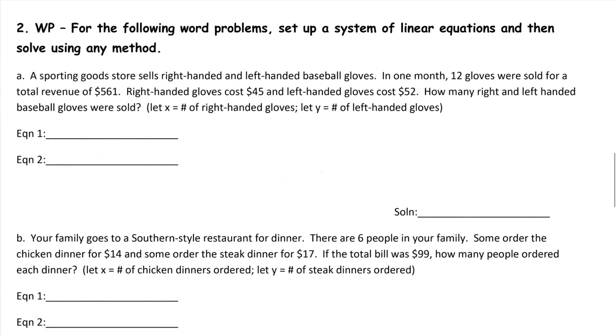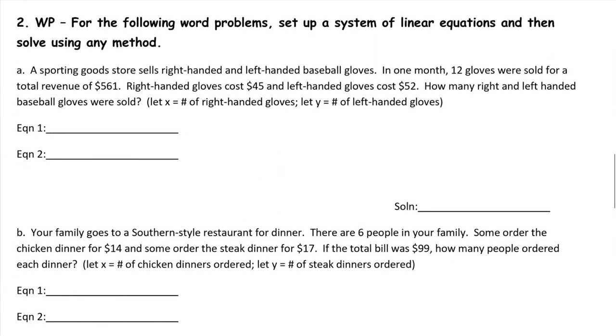Alright, our word problem. For the following word problem, set up a system of linear equations and then solve using any method. A sporting goods store sells right-handed and left-handed baseball gloves. In 1 month, 12 gloves were sold for a total revenue of $561. Now it says let x equal right-handed gloves and let y equal left-handed gloves. So here's our equation. Right-handed gloves plus left-handed gloves equals, how many gloves did we sell? 12 gloves.